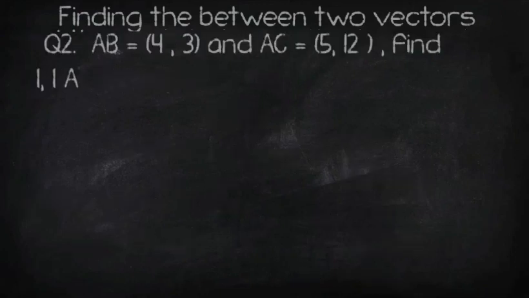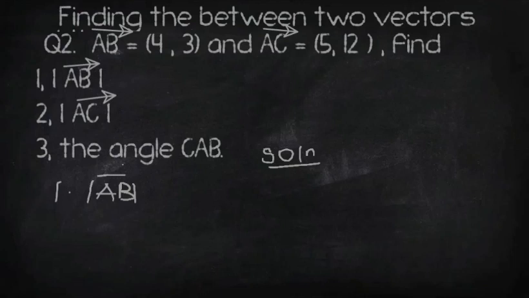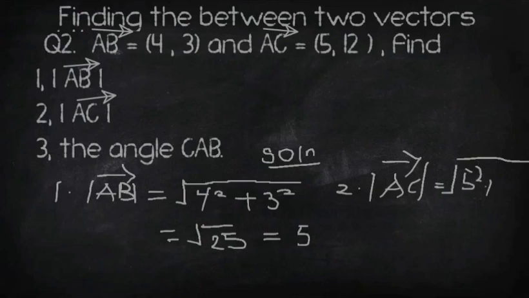Question 2. You know that the vector from A to B is (4, 3), and from A to C is (5, 12). Find the absolute value of AB, the absolute value of AC, and the angle CAB. Solution: that's what you are finding. The absolute value is always the root of the figures inside, squared. We had root of 25, which is 5. For AC, the same thing: we had root 169, which is equal to 13.